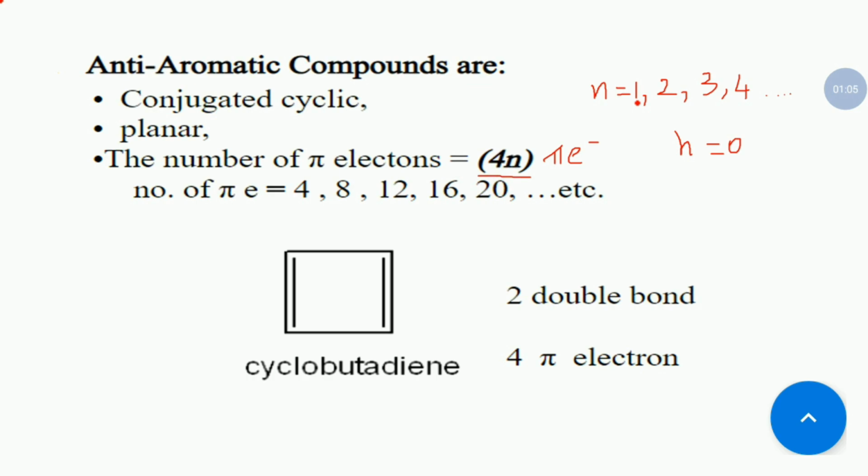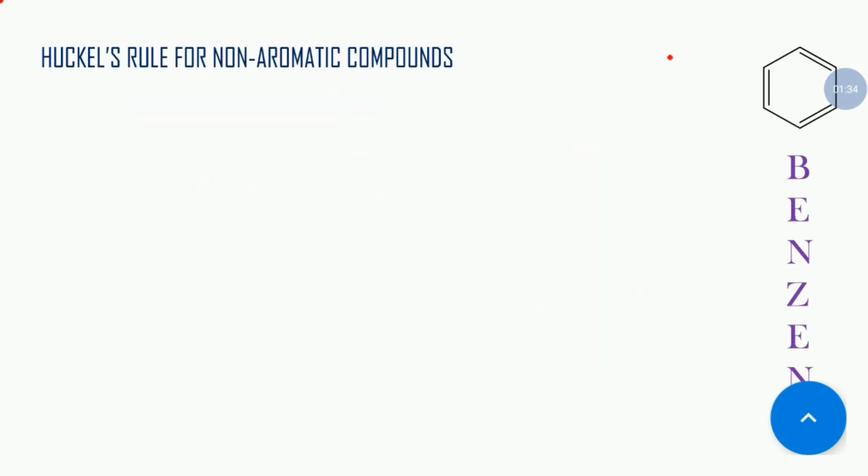Now another important point: an anti-aromatic compound is very unstable. On the other hand, an aromatic compound is the most stable compound in our chemistry. So anti-aromatic is a very unstable compound.